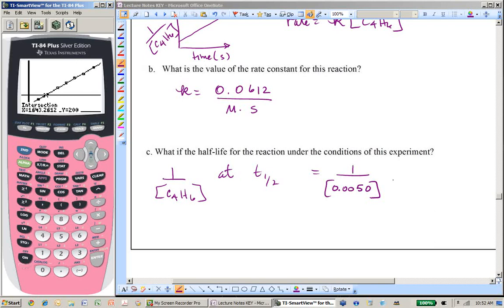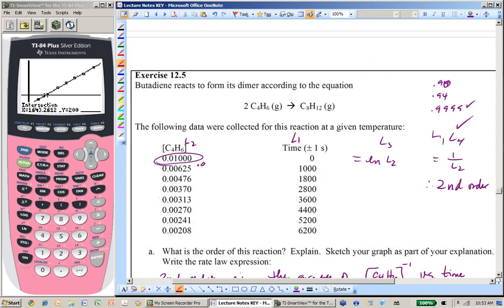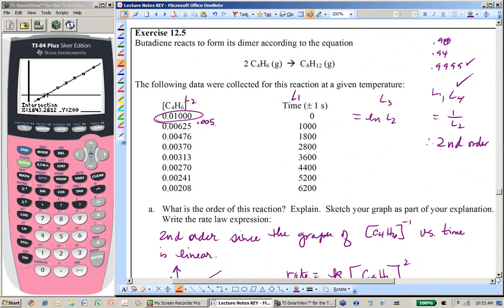T1 half equals the reciprocal of this, time at which. Okay, so T1 half is 200 seconds. Now let's go back up here and make sure that makes sense. So they didn't put a .005. It would have fit sandwiched in right there. And that would have been not 200 seconds. Something is wrong, dadgummit. No, it'd be okay. It'd be okay, because 200 would go right in there. Almost talked myself out of that.